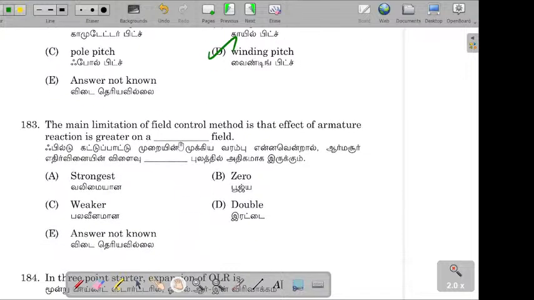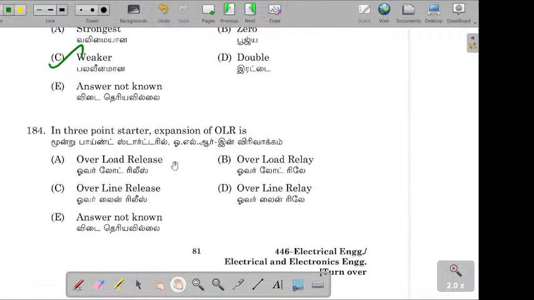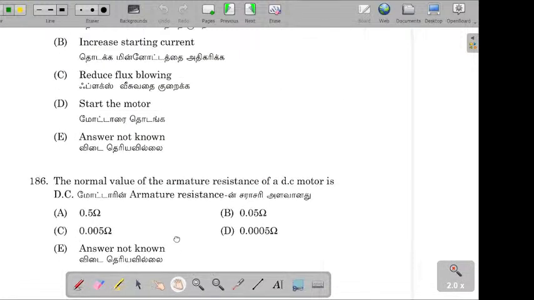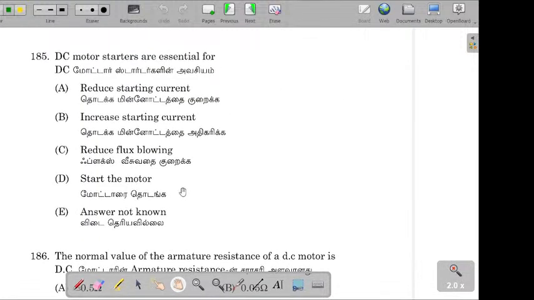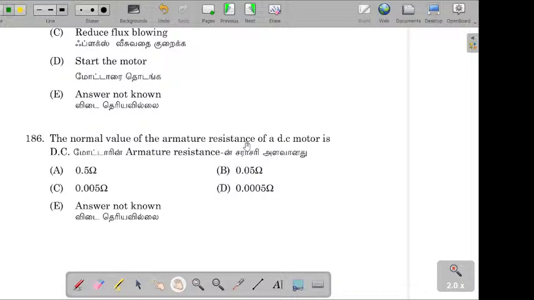The main limitation of field control method is that the effect of armature reaction is greater on a weaker field. In a 3-point starter, expansion of OLR will be overload release. DC motor starters are essential for reduced starting current. The normal value of the armature resistance of a DC motor is 0.5 ohm.